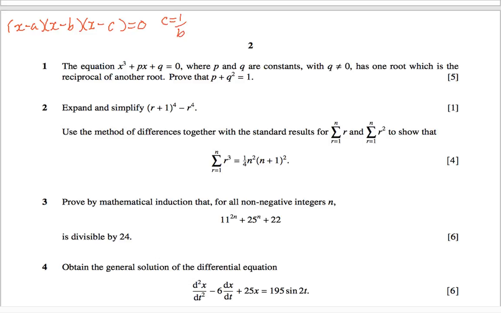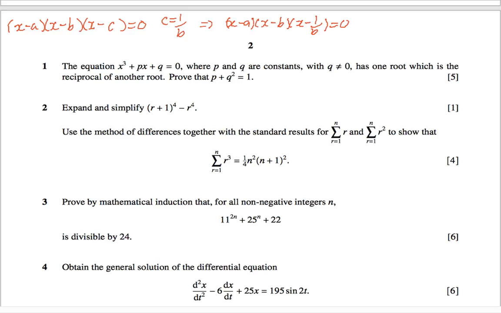So that implies that we have x minus a, x minus b, and then x minus 1 over b equals 0. Okay, so that's pretty much all the information we're given in the question. Now we have to figure stuff out.